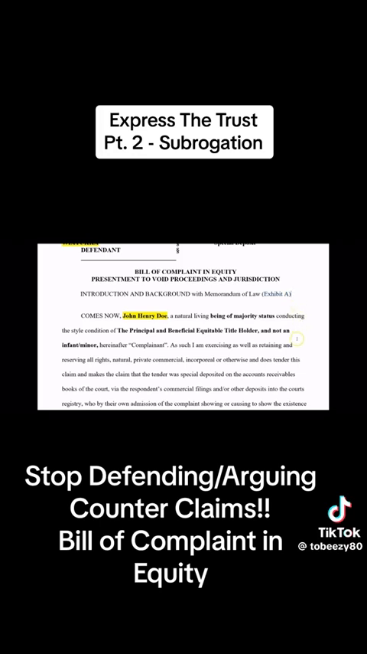Comes now John Henry Doe. That would be your natural full uppercase, lowercase name. A natural living being of majority status, conducting the style condition of the principal and beneficial equitable title holder. That's more or less what you set up above. And not an infant minor, hereinafter complainant.